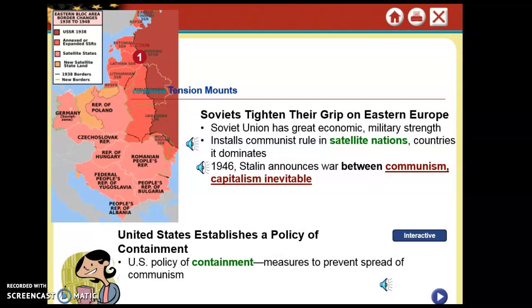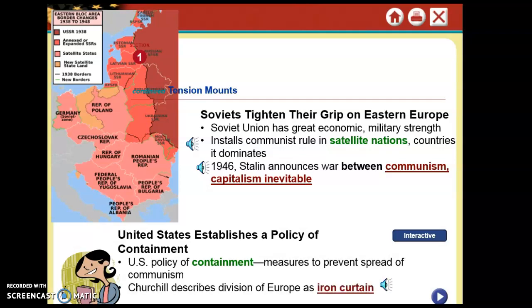A shadow has fallen upon the scene so lately lighted by the Allied victory. From Stettin in the Baltic to Trieste in the Adriatic, an iron curtain has descended across the continent. Behind that line lie all the capitals of the ancient states of Central and Eastern Europe. All these famous cities and the populations around them lie in the Soviet sphere, and all are subject, in one form or another, not only to Soviet influence, but to a very high and increasing measure of control from Moscow.